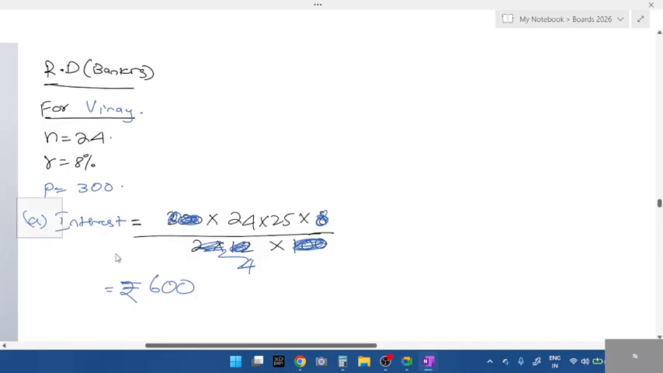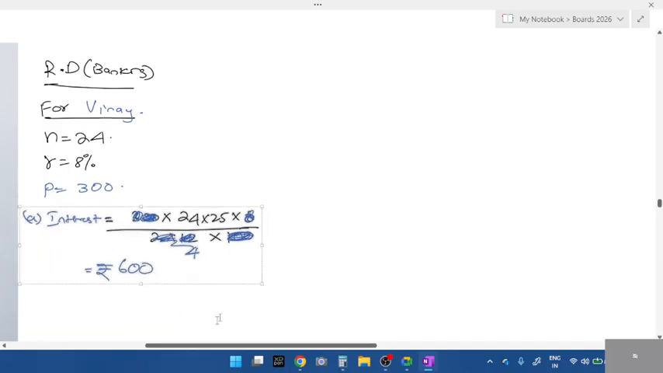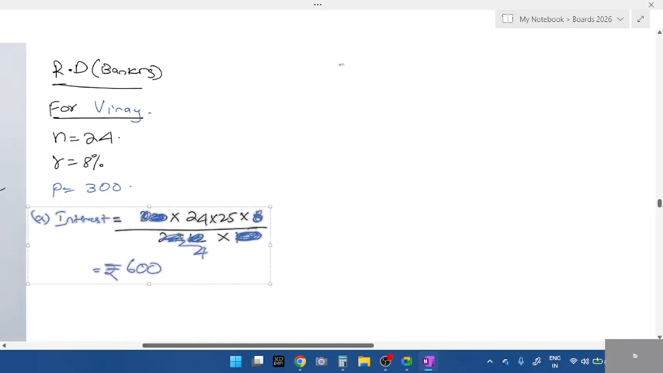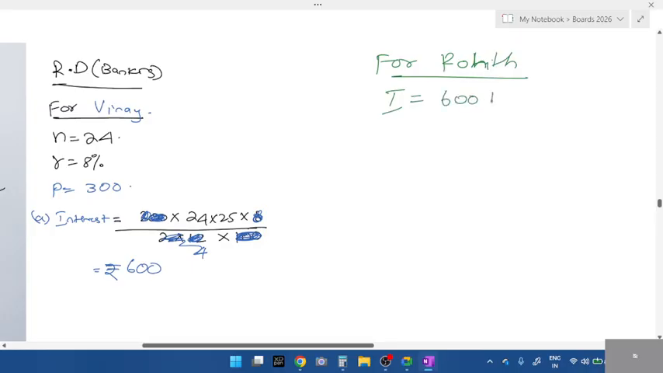So Rohit interest was 800 more than Vinay. Rohit's interest was 800 more. So what will be Rohit's interest for Rohit? What is the interest? Tell me the interest, students. 800 more than Vinay. How much did Vinay get? 600 plus 800. What is 600 plus 800? 1400. N is equals to 24. R is equals to 8%.